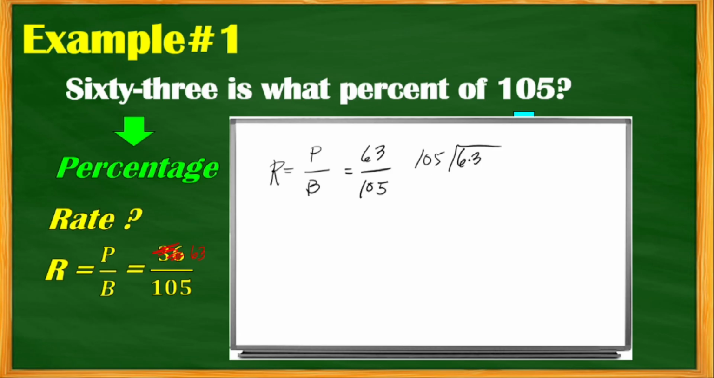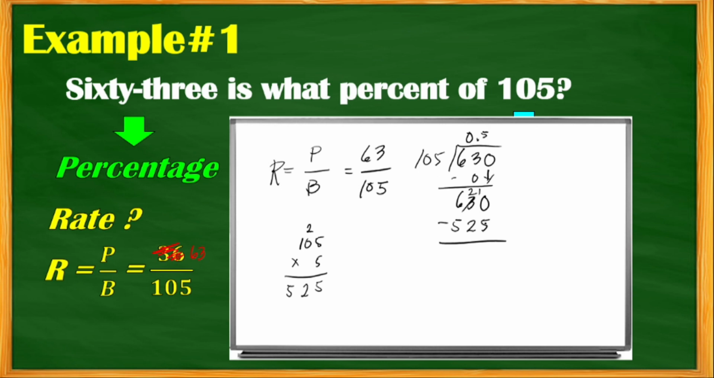63 divided by 105 cannot be done, so we write 0. 0 times 105 is 0. Subtract: 63 minus 0 is 63. Add a decimal point on the right, and then bring down 0. 630 divided by 105 is 5? 5 times 105, let's multiply, is 525. Subtract.